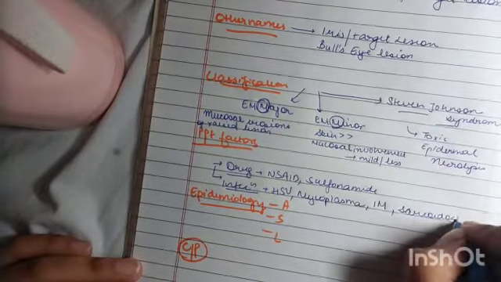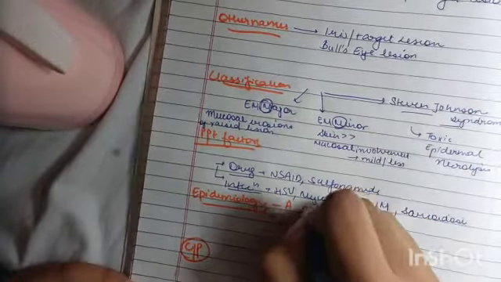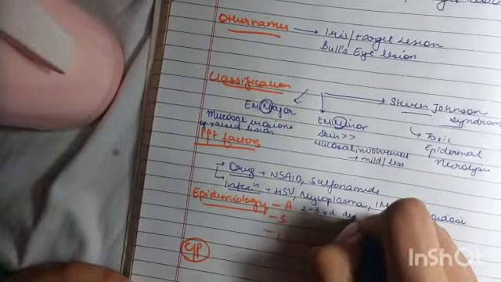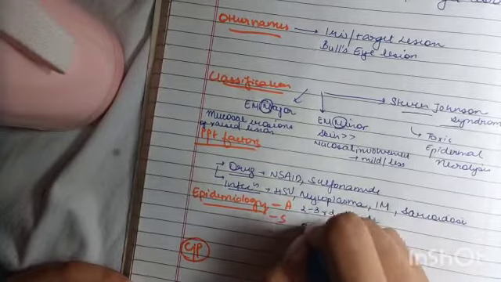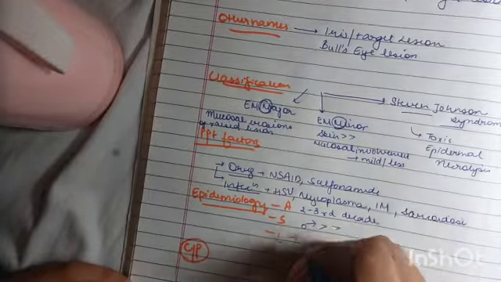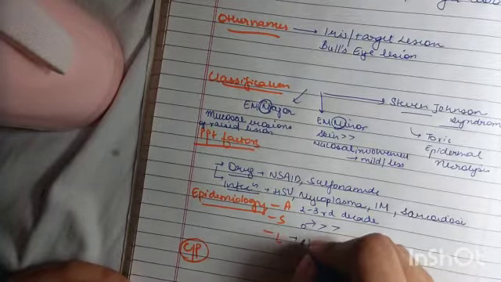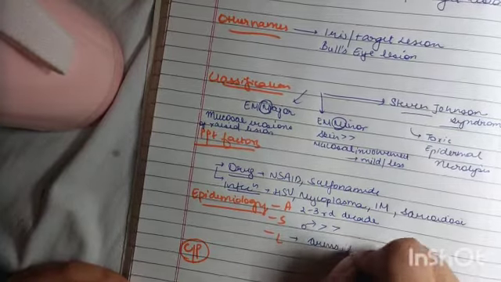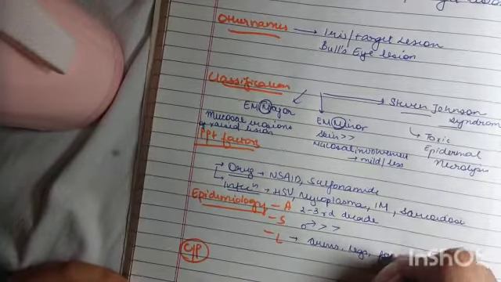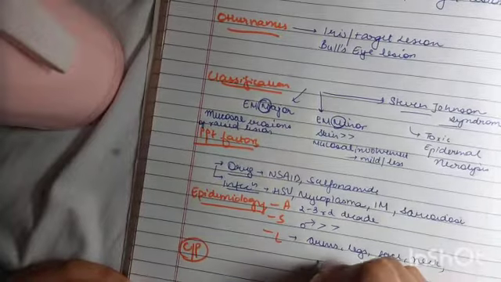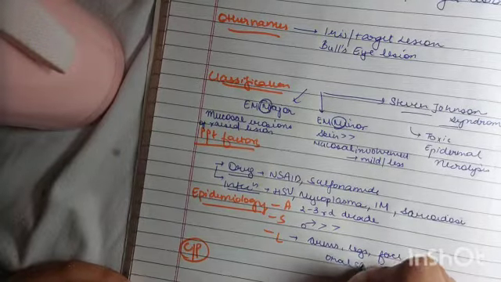Now let's talk about the epidemiology. Age: it usually is seen in the second and third decade. It has a slight male predilection. Then in location, it is usually seen in the arms, the legs, face, neck, and the oral cavity.